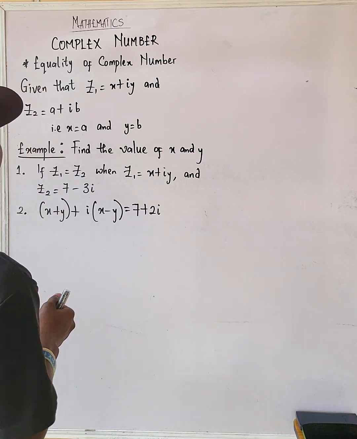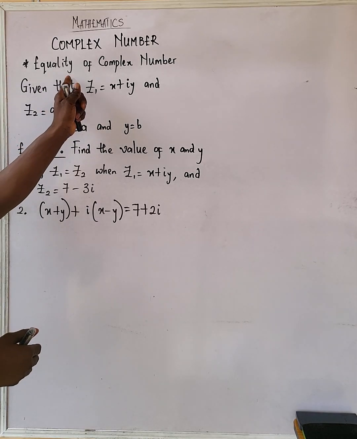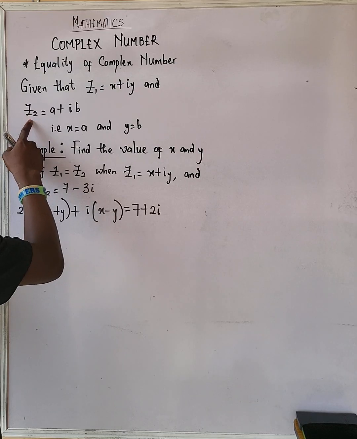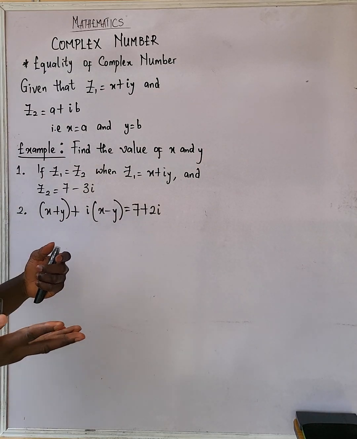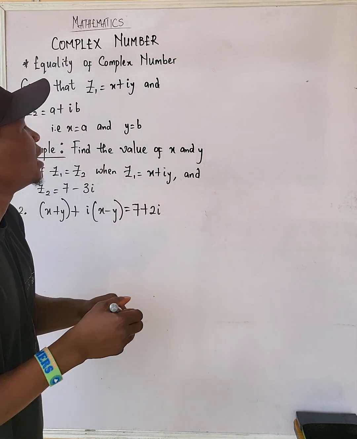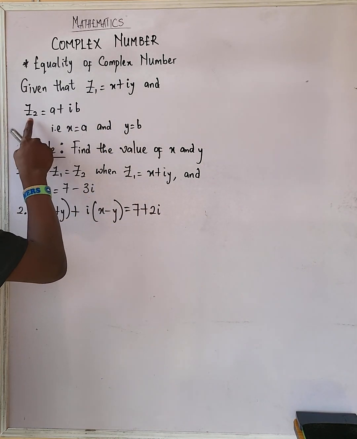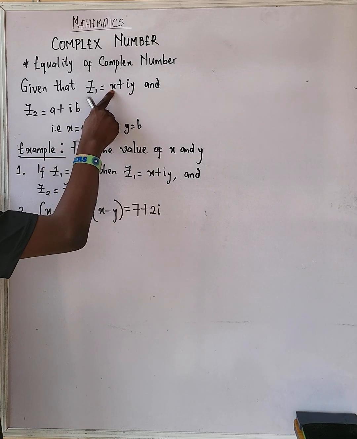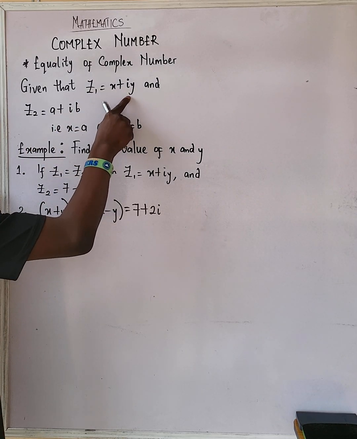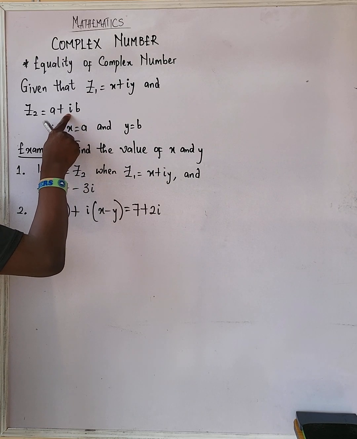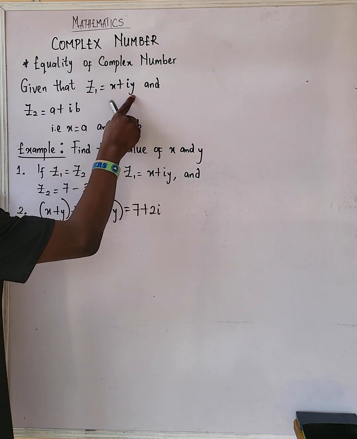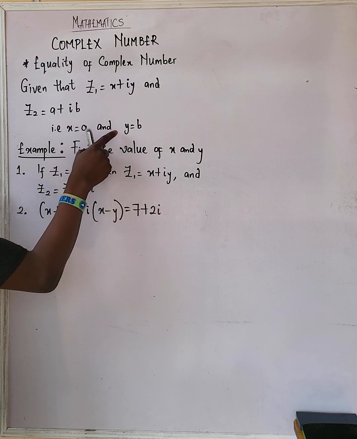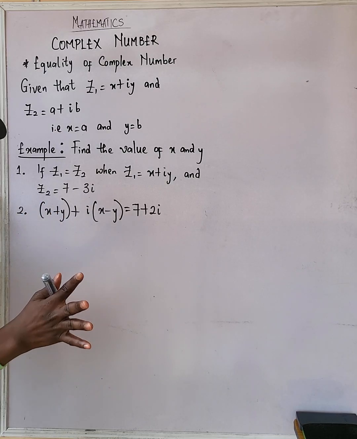Do you understand? Now, we are talking about equality of complex numbers. Given that z1 is equal to x plus iy and z2 is equal to a plus ib. So when they say equality of complex numbers, what does it mean? If z1 is equal to z2, then definitely x is equal to a, while y is equal to b. The coefficient of i is b on one side and y on the other, so y is equal to b. That's why we say x is equal to a and y is equal to b. So that's just equality of complex numbers.